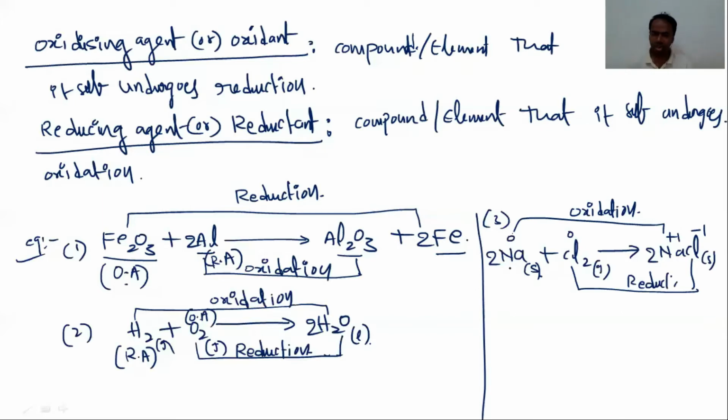So here sodium undergoes oxidation, that's why sodium is the reducing agent. So the alkali metals are the strongest reducing agents. They are present at the extreme left side of the periodic table. Whereas halogens are the strongest oxidizing agents. They are present at the extreme right side of the periodic table. So this is about oxidation, reduction, the oxidizing agent and the reducing agent.